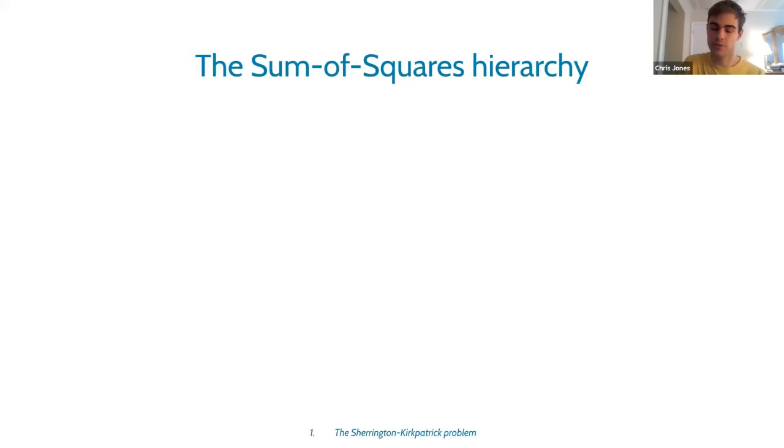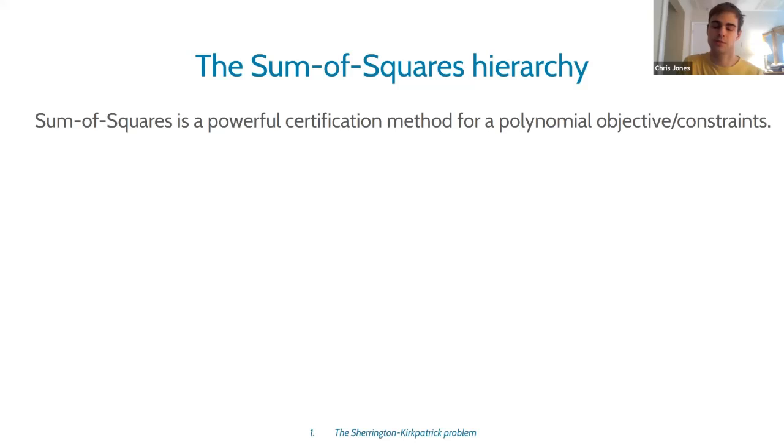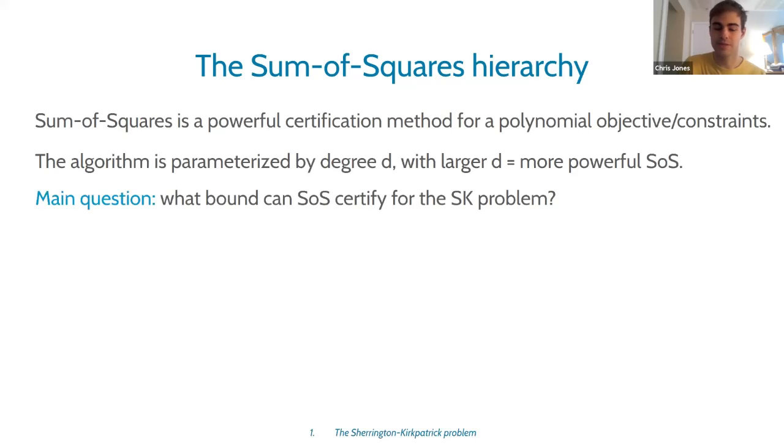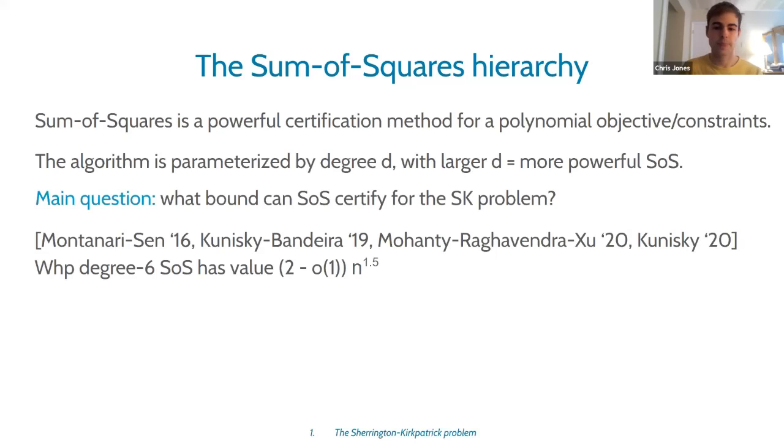So one standard approach for the certification method is to use the sum of squares algorithm. Sum of squares is very general. It works whenever you have a polynomial objective function and polynomial constraints. And as was mentioned in the last talk, it's parameterized by this degree D, with large degree being more powerful SOS. The question that we're interested in studying is how good is SOS at certifying the Sherrington-Kirkpatrick problem? Previous works built up to a degree 6 lower bound for SOS, and they showed that the degree 6 bound is not very good. It doesn't certify anything better than the eigenvalue certification.